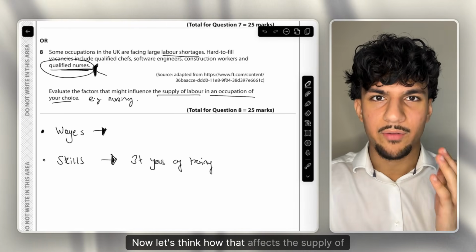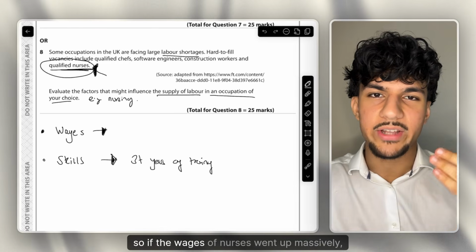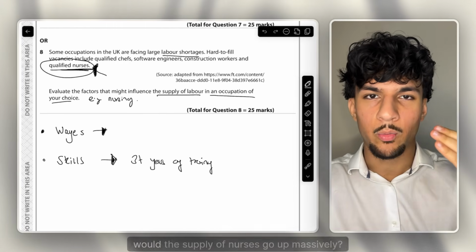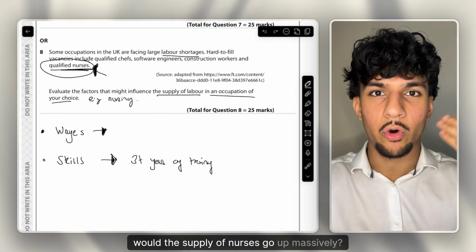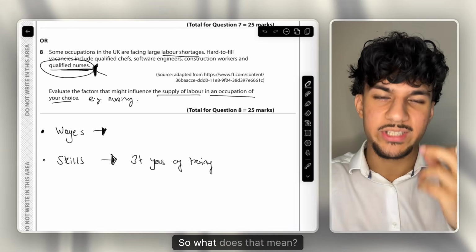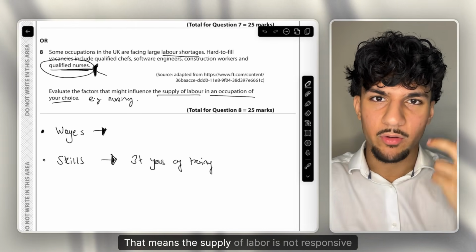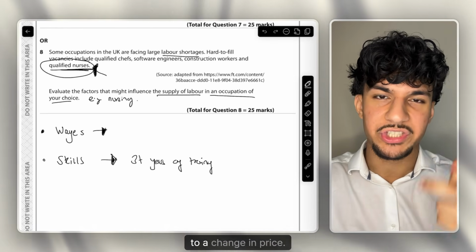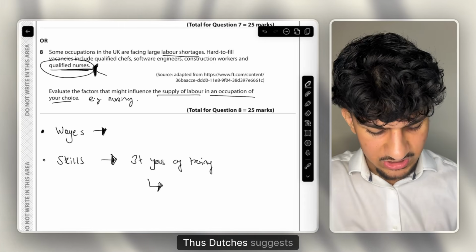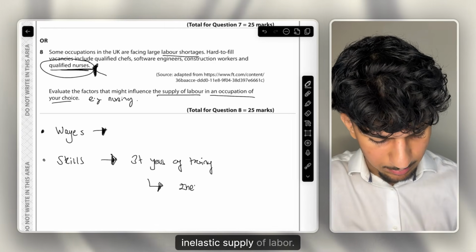Now, let's think how that affects the supply of labour. So if the wages of nurses went up massively, would the supply of nurses go up massively? No. So what does that mean? That means the supply of labour is not responsive to a change in price. Thus, that suggests inelastic supply of labour.